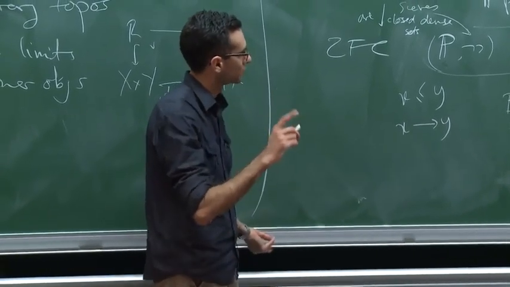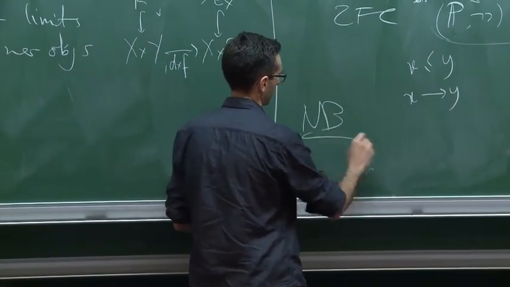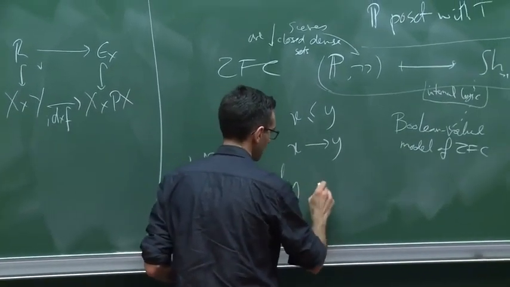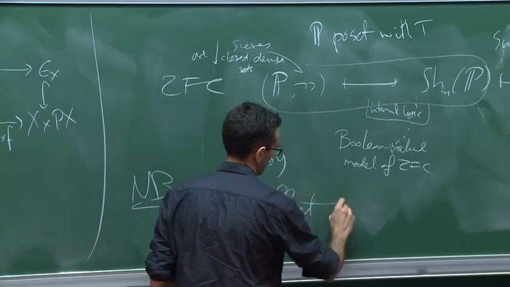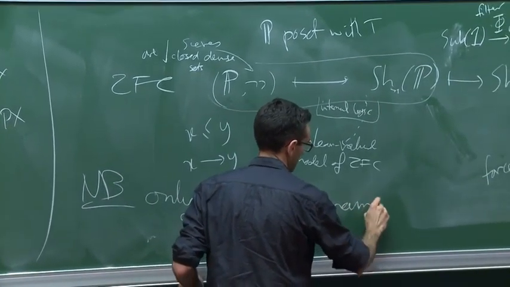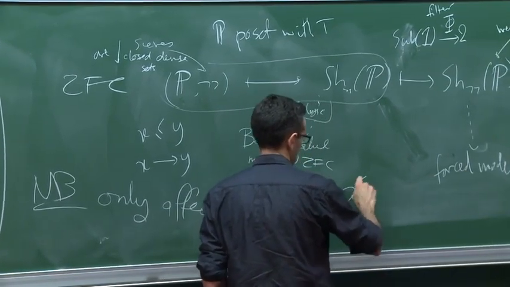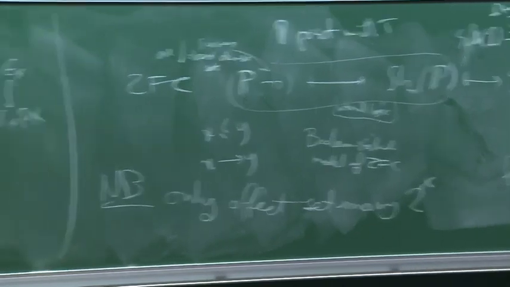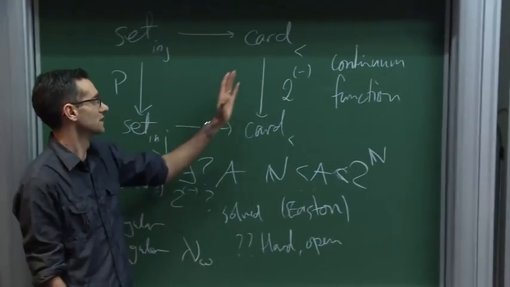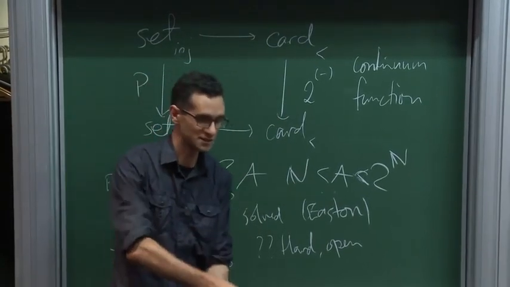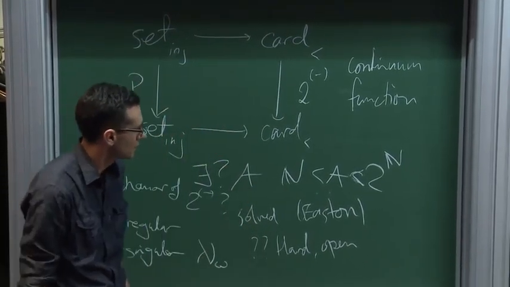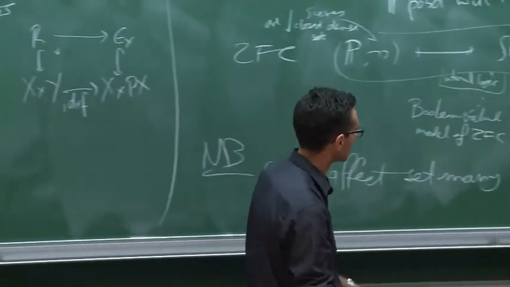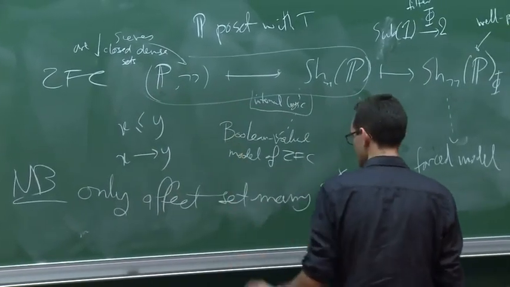Okay, now here's the important point. Taking a poset, we can only affect set many values of the continuum function. If we start with a model of set theory, look at the continuum function, do some forcing, the continuum function changes. But this procedure with a poset can only affect set many. It's a particular bound above based on the cardinality of P.